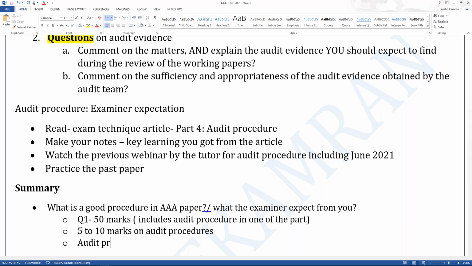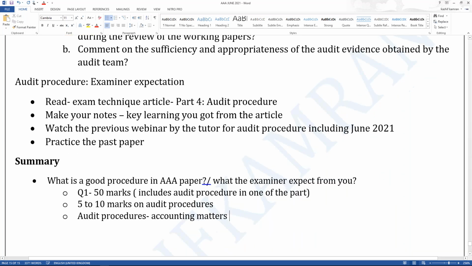The audit procedures are asked on accounting matters. If you've seen the past papers, the examiner asks you to write audit procedures on share-based payment expense, on deferred taxation or deferred tax asset, on a joint venture, on a government grant, or on an asset held for sale. So the audit procedures in the first question are asked on accounting matters. Is that clear to everyone?